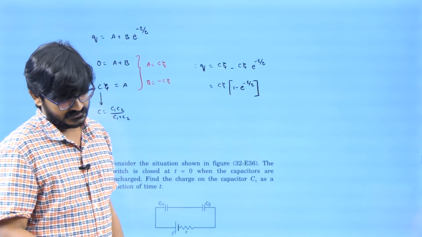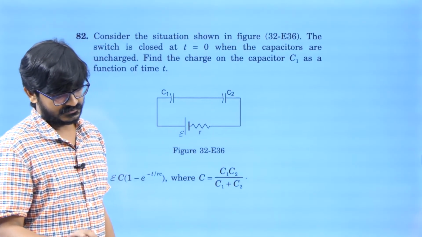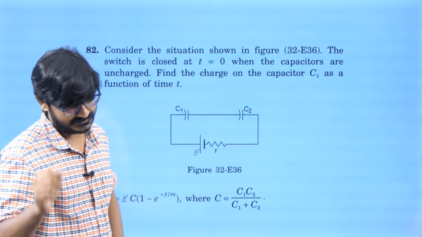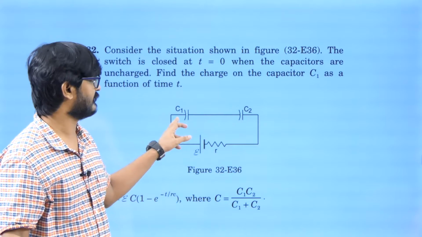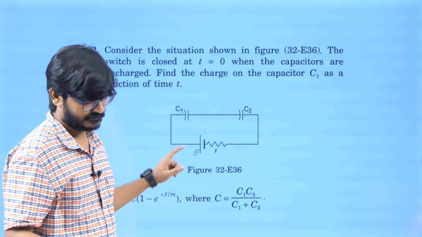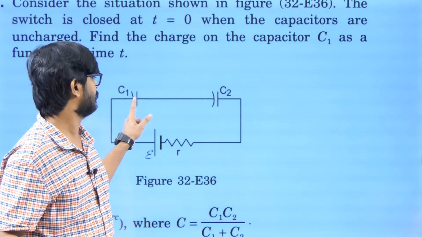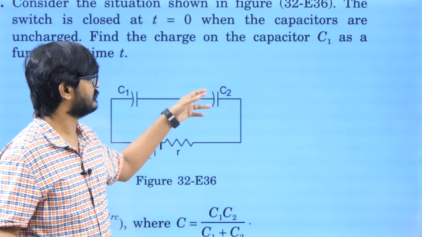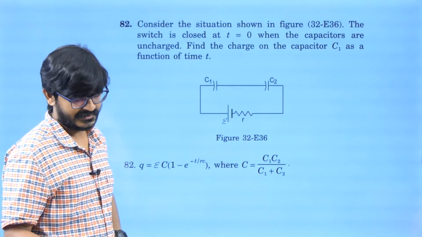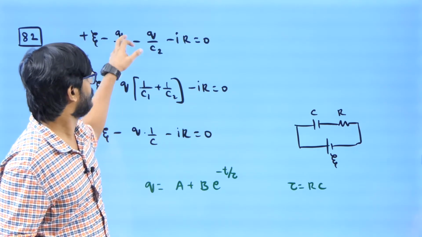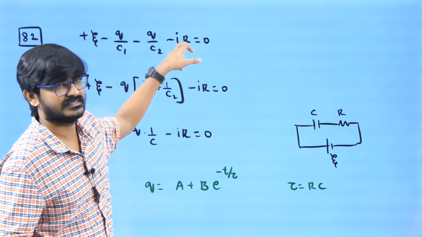Yes. So going to capacitor, consider the situation. When the capacitors are uncharged, find the charge on the capacitor C1 as a function of time. I know if this charge is plus Q, this charge has to be minus Q. If this is minus Q, this has to be plus Q because these two are isolated. So charge on these two things are same. So while writing loop equation, what I can write? I can write this one. E minus Q by C1 minus Q by C2 minus IR is equal to 0.